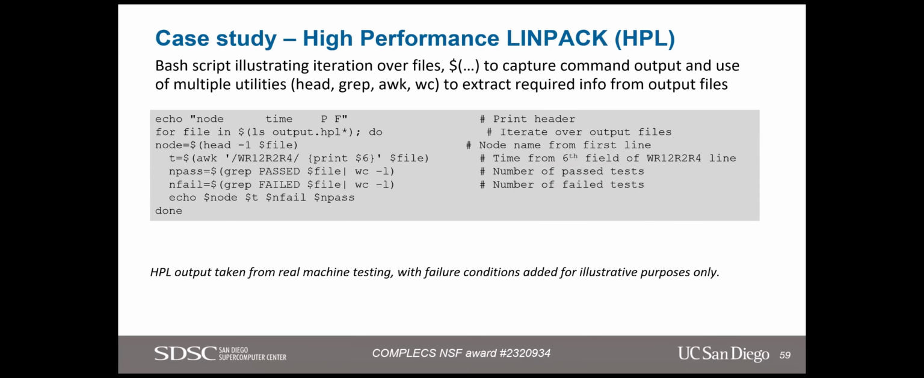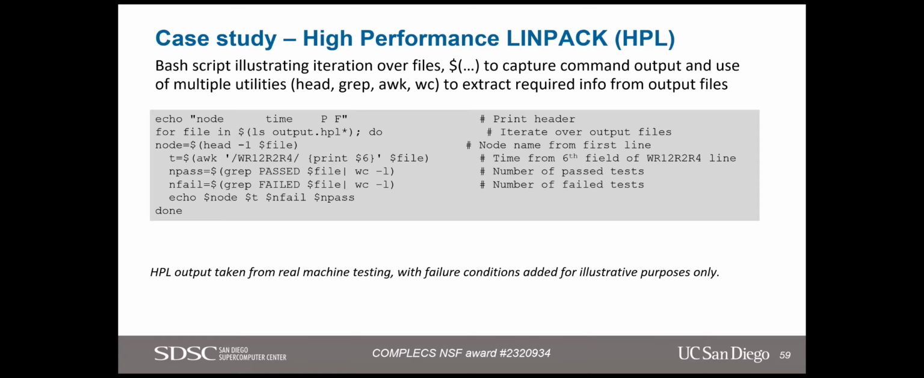So let's look in particular at what that code does. The first line of that code is going to print a header. It shows the node, the time, and if it passed or failed. Then we're going to go into a for loop, and we're going to list all the files in that directory that are named output.hpl with something following it. Then we're going to use our head command, because we noticed that the node name was the only content on that line. There was only one column in there. So if we do head -1, we get just the node name from that first line.